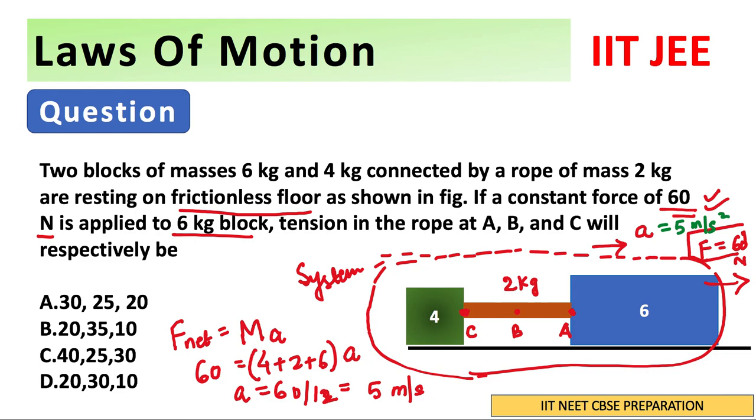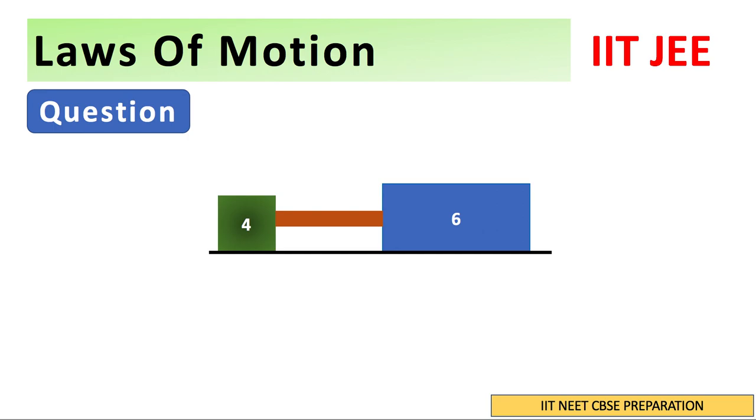Cool. Now let us draw the free body diagram of block B. So what are the forces acting on this? Let's say this was the external force, 60 Newton. Then in this direction there will be a tension at this point. Let's say this was point A, the midpoint is B, and this is C. So now at this point the tension force is acting in this direction.